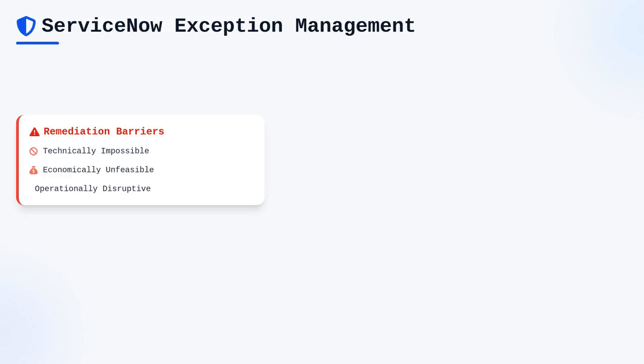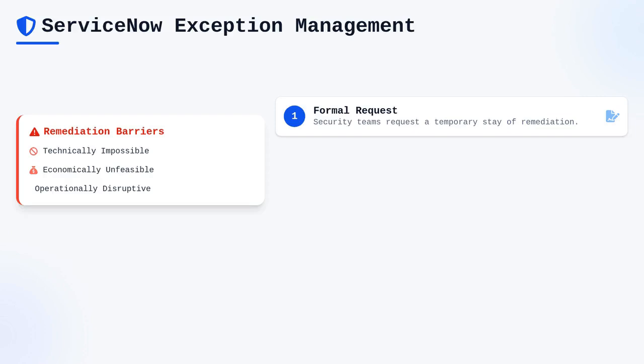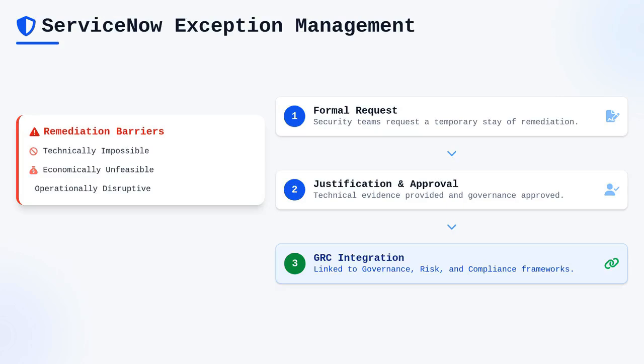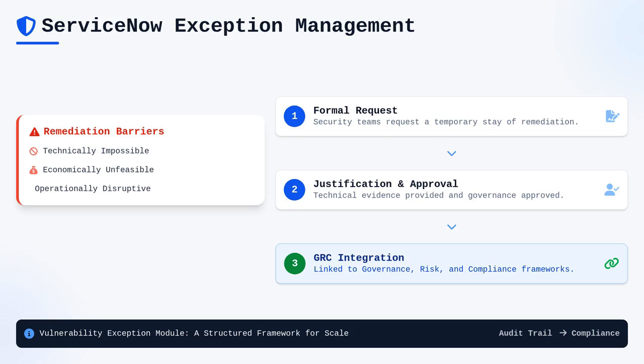This process allows security teams to formally request a temporary stay of remediation, provided they supply sufficient justification and secure the necessary approvals. By utilizing the Vulnerability Exception module, organizations can maintain a clear audit trail that links technical risks to governance, risk, and compliance frameworks. Understanding how to model these workflows is essential for any professional managing vulnerabilities at scale, as it moves the practice from ad hoc emails to a system of record.